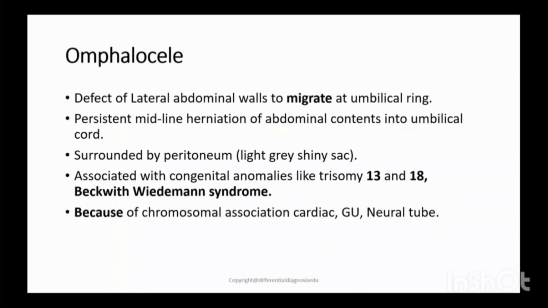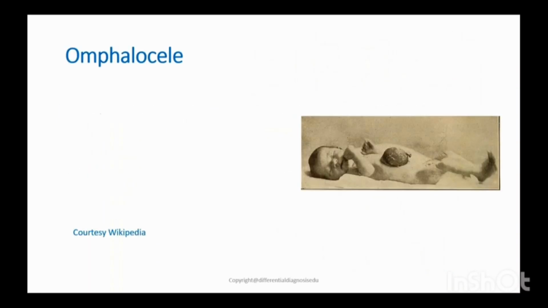Omphalocele we already discussed. So this is an example of omphalocele. So basically, abdominal content herniates through the umbilical area.